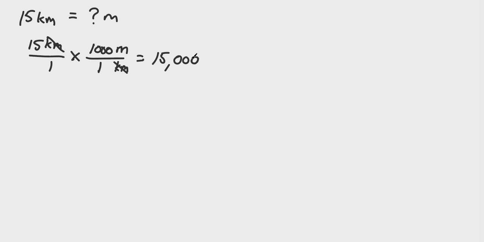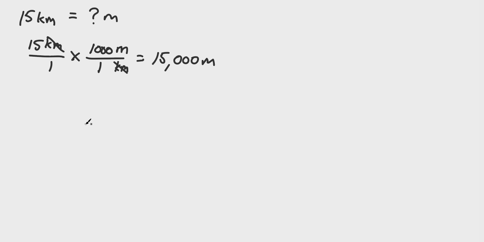For this kind of thing, it might seem kind of easy, but sometimes writing it out anyway helps you avoid error. So start with what you know. We're going to start with 15 kilometers over 1. Then we're going to multiply it by another fraction. What we're going to put on top of the fraction is what we want to get: meters. We're going to put on the bottom of the fraction what we want to get rid of, kilometers. We know 1 kilometer is 1,000 meters. So kilometers are going to cancel out because it's on the top and the bottom. We're going to be left with meters. We get 15,000 meters. Pretty simple, right?